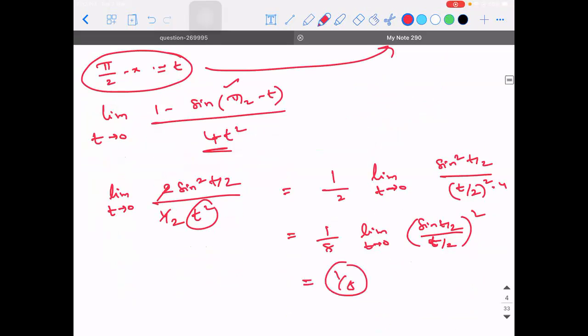Tell me one thing. Did you guys understand what I did here? Why did I write it as 2 sin square t by 2? You want me to explain? Because see, sine of pi by 2 minus t is cos t. So 1 minus cos t is 2 sin square t by 2. After this, did you understand these steps?